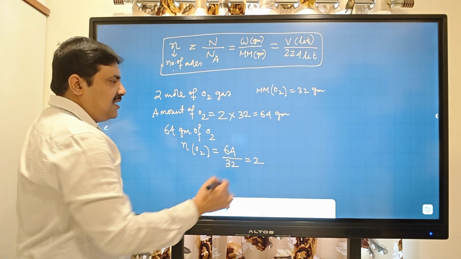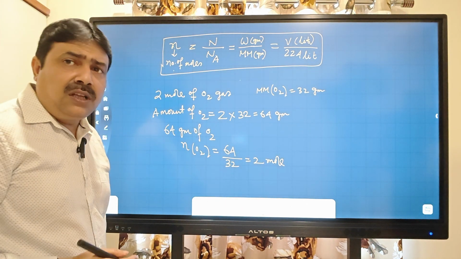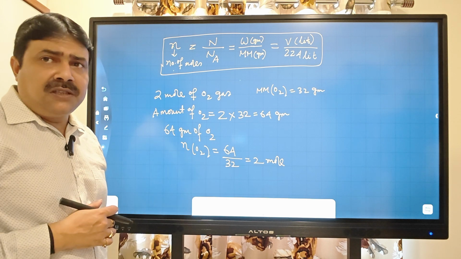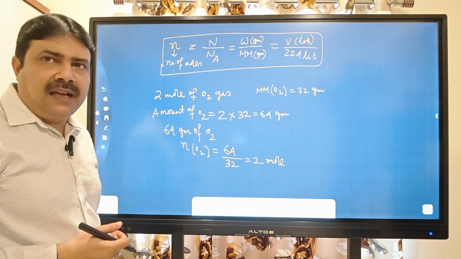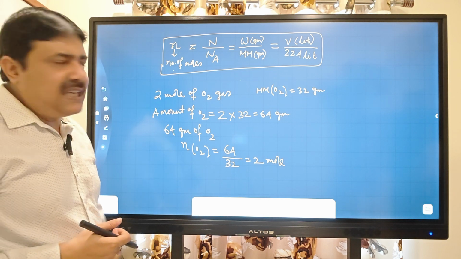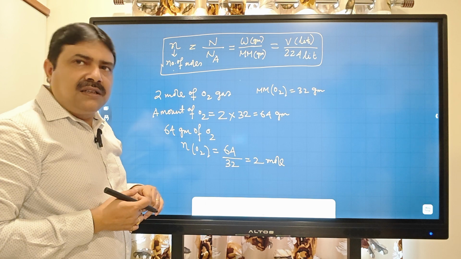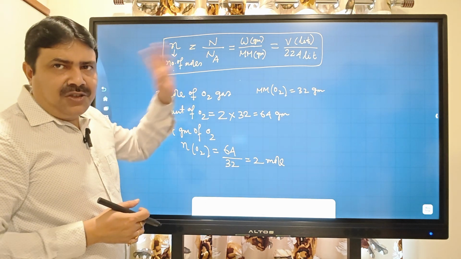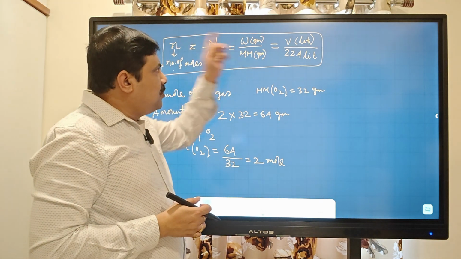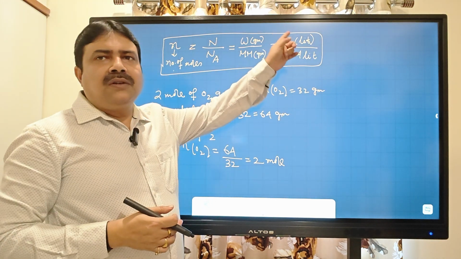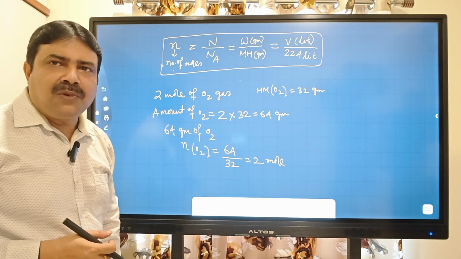2 moles. So that means whatever mass is given, if you want to find out the number of moles, simply divide by molar mass. If they are giving the number of moles, multiply by molar mass, and you will get the amount of the substance in gram. Same way, given number divided by Avogadro number gives number of moles. Number of moles into Avogadro number gives the given number. Same way, number of moles into 22.4 liter is your given volume. Given volume divided by 22.4 liter is the number of moles.